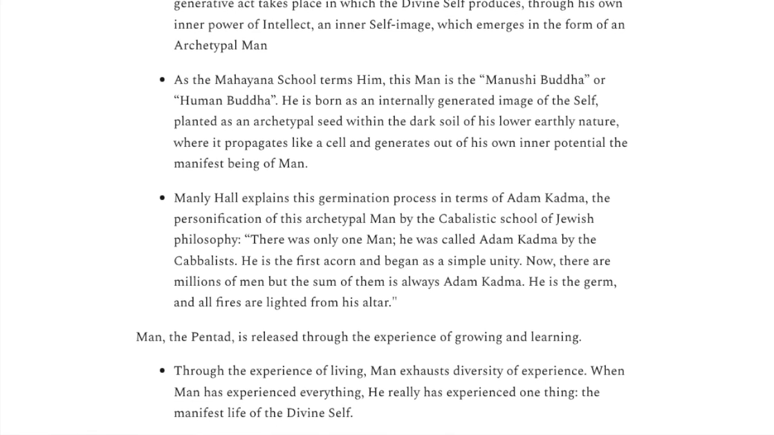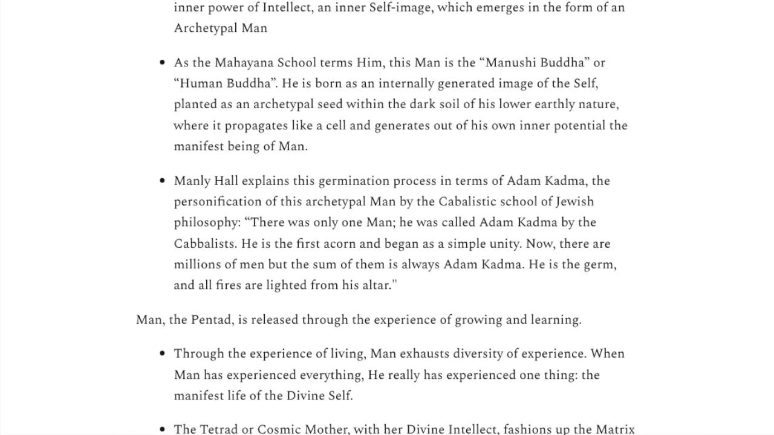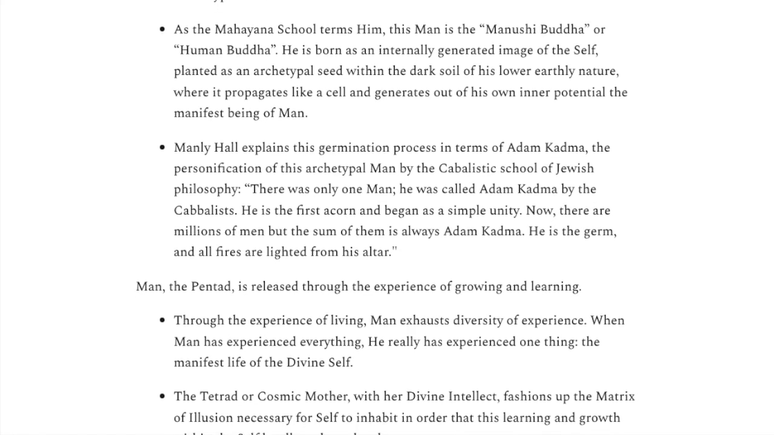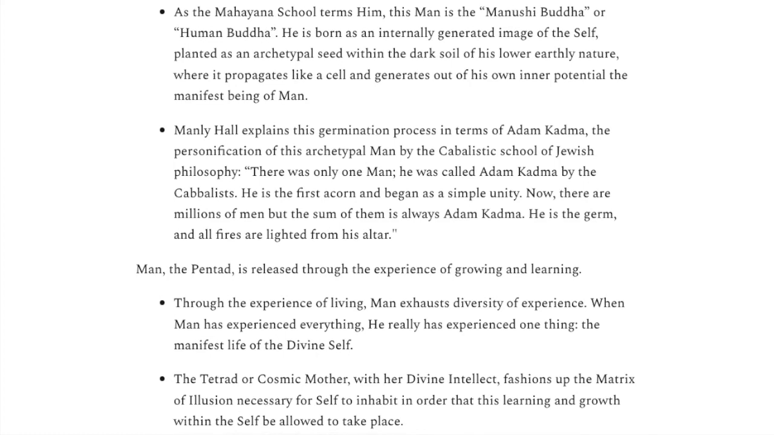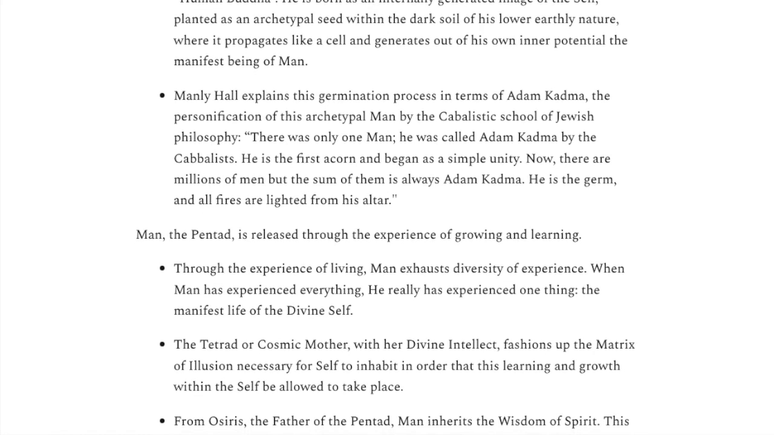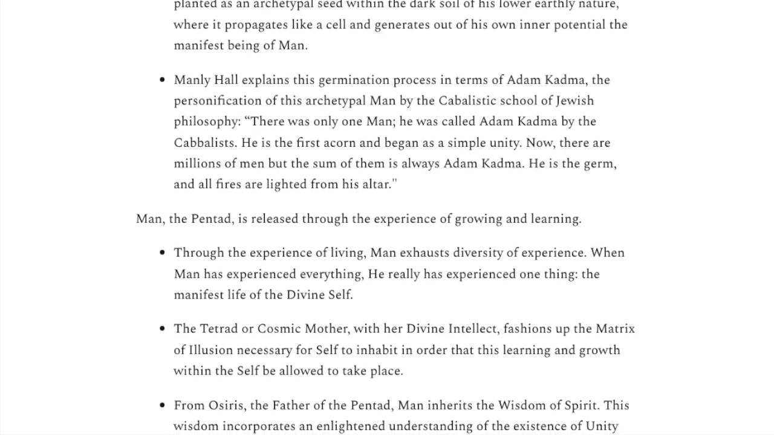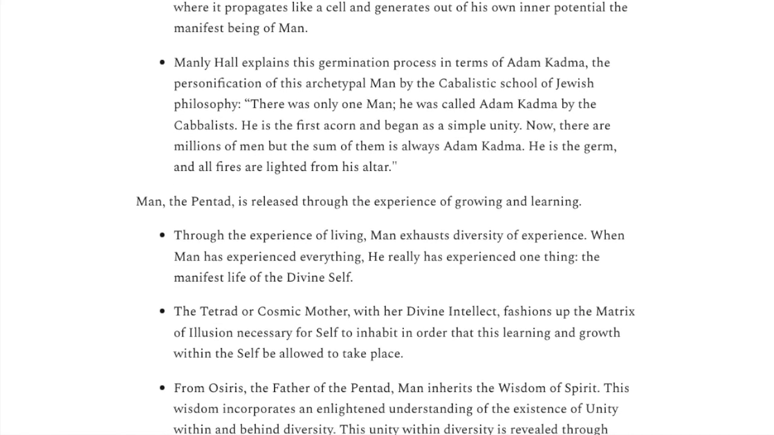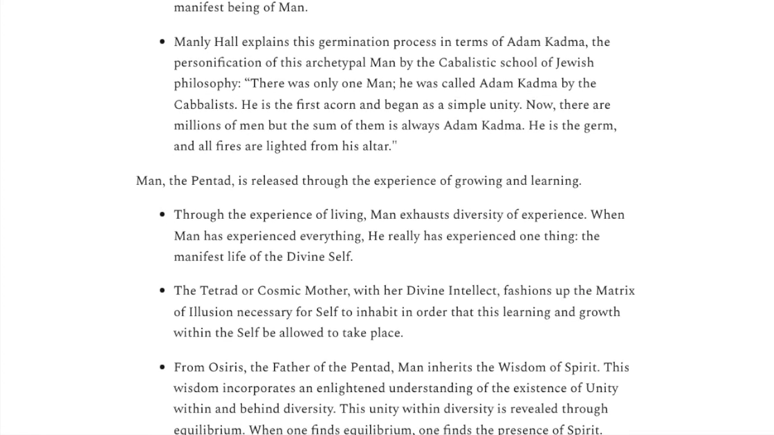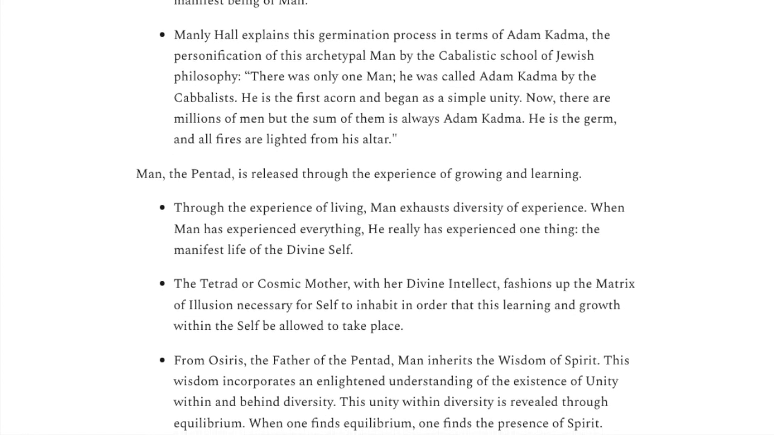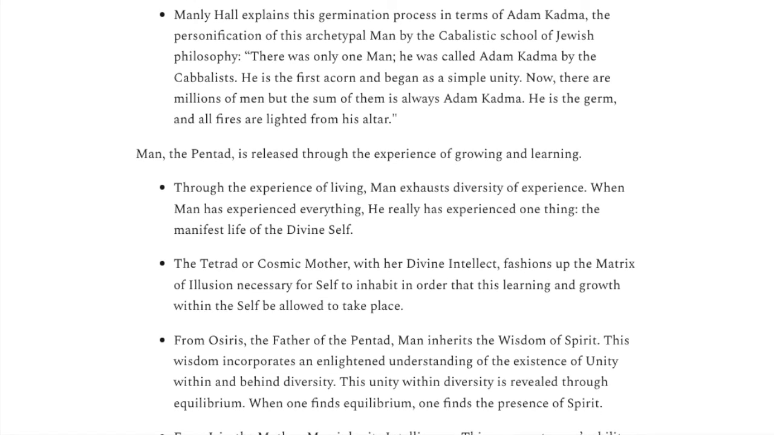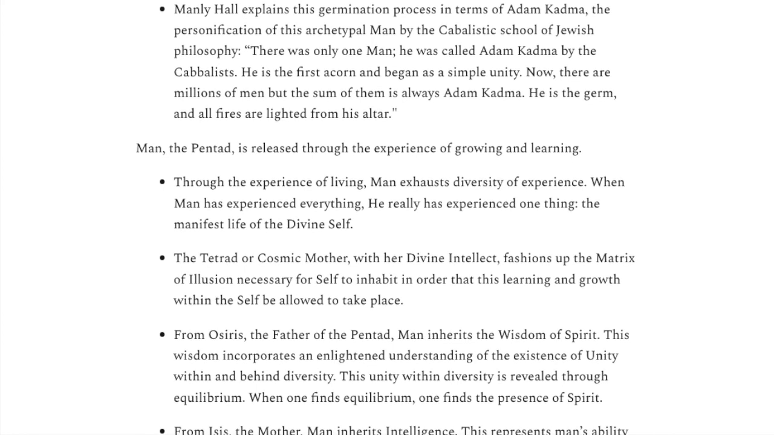Man, the Pentad, is released through the experience of growing and learning. Through the experience of living, man exhausts diversity of experience. When man has experienced everything, he really has experienced one thing, the manifest life of the divine self. The Tetrad, or cosmic mother, with her divine intellect, fashions the matrix of illusion necessary for self to inhabit, in order that this learning and growth within the self be allowed to take place.